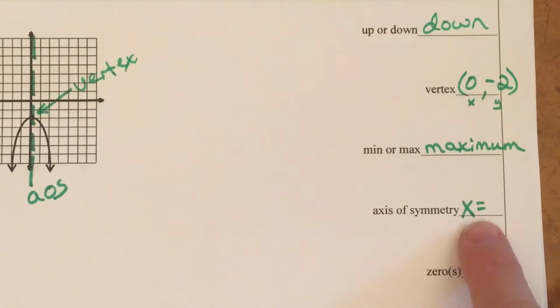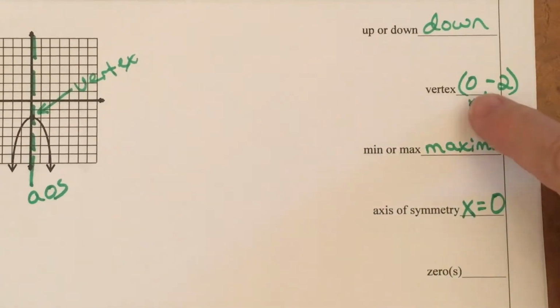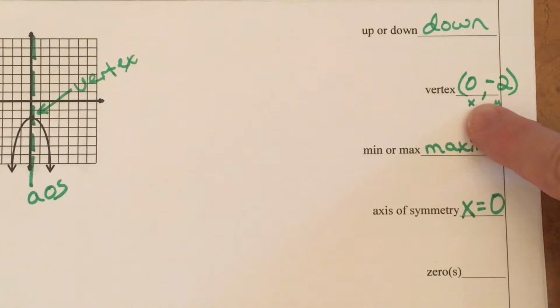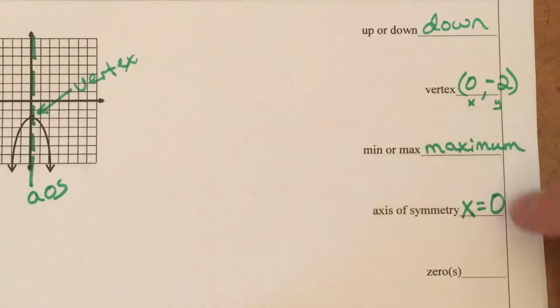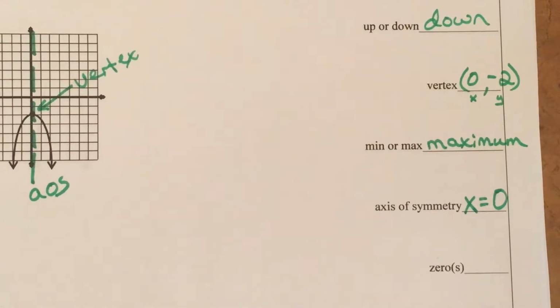What's the number? X equals what? Good, you remembered. It's the same number as that in your vertex in the x location. X equals 0, because this is the line that we can fold it on.